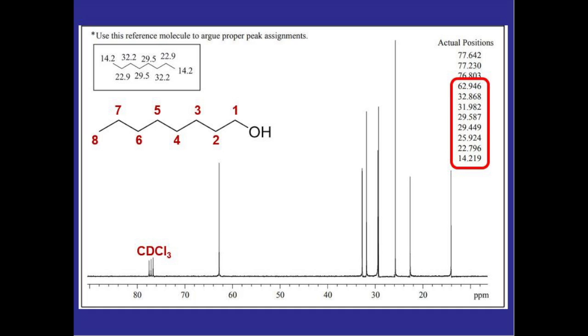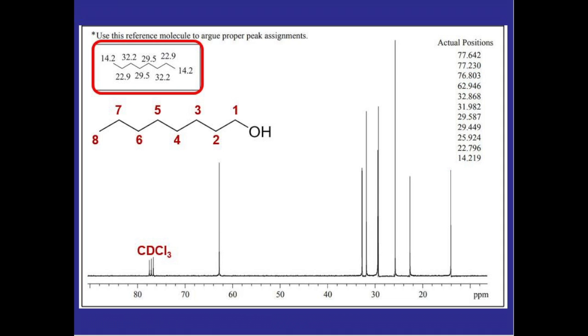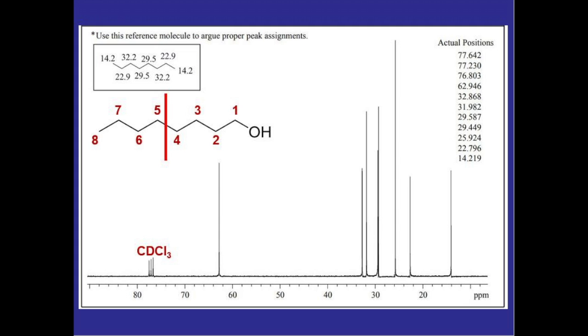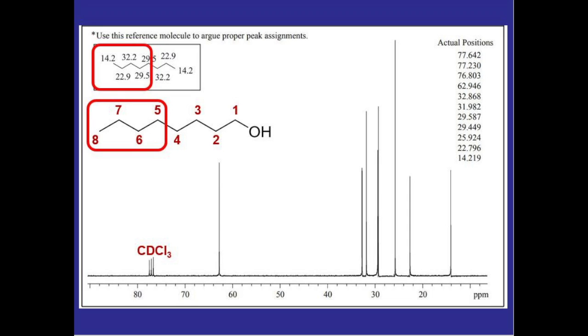You are also given a reference molecule above, and this is of octane, so obviously it's a little bit different than our molecule because it doesn't have the OH group on it. But if we cut the molecule in half and look at the 4 left carbons here, 5 through 8, they should match up fairly similarly to the 4 carbons on the left side of octane because they're far enough from that OH group that they're not going to be affected.